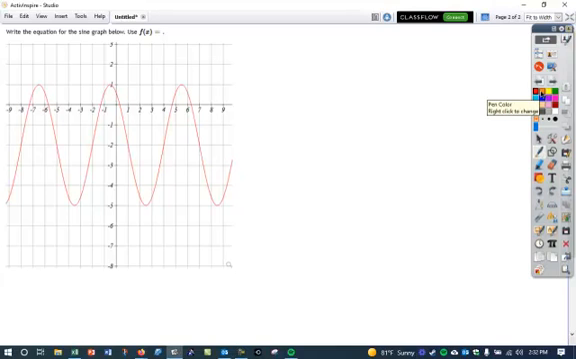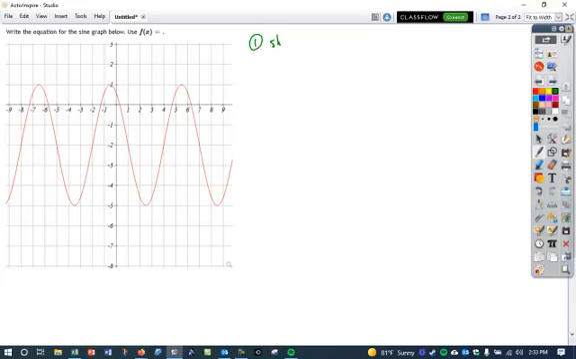So the question I was asked about on a problem like this was, how do you know if you're using a positive or negative sign when you write the equation for this? And the answer is you can use either. It all depends on which portion of the graph you use to represent your phase shift. So here's kind of the steps that you would go through for this.